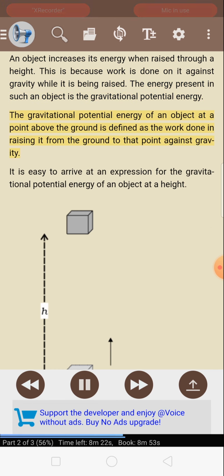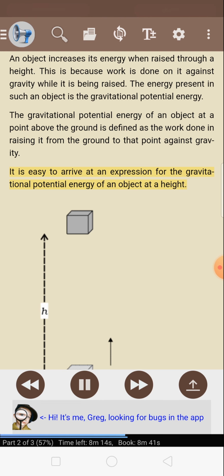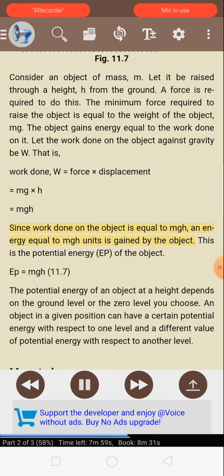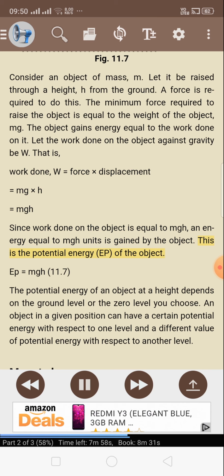It is easy to arrive at an expression for the gravitational potential energy of an object at a height. Figure 11.7. Consider an object of mass m. Let it be raised through a height h from the ground. A force is required to do this. The minimum force required to raise the object is equal to the weight of the object, mg. The object gains energy equal to the work done on it. Let the work done on the object against gravity be W. That is, work done W equals force times displacement, equals mg times h, equals mgh. Since work done on the object is equal to mgh, energy equal to mgh units is gained by the object. This is the potential energy Ep of the object.